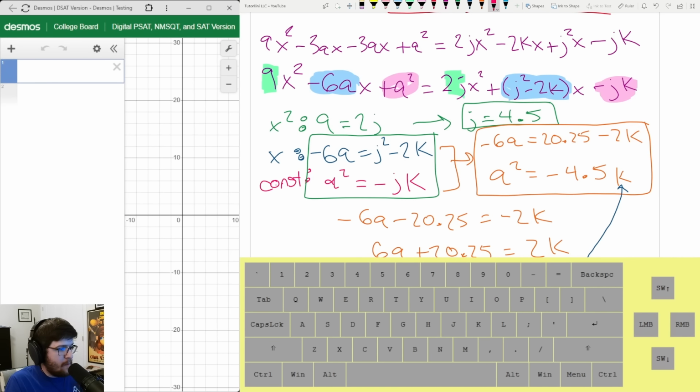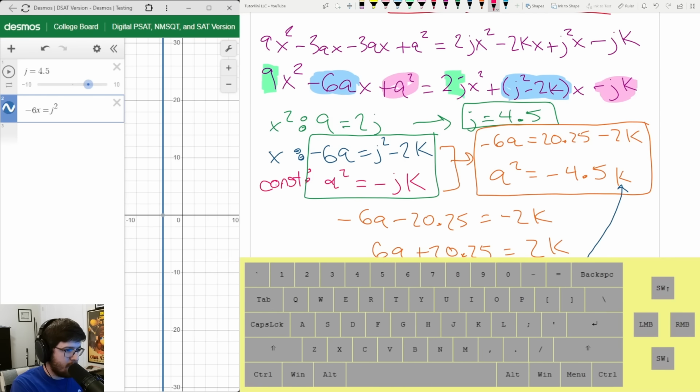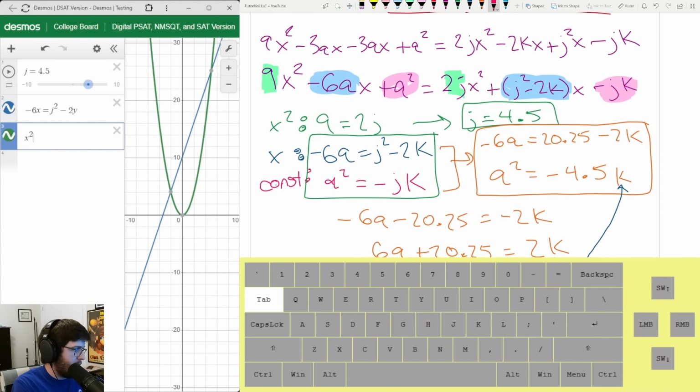So let's say I get j equals 4.5. And let's say now negative 6a equals j squared minus 2k. I'm going to just write that, but instead of a and k, I'm going to write x and y because that's my system. So negative 6x equals j squared minus 2y. And then x squared equals negative jy.